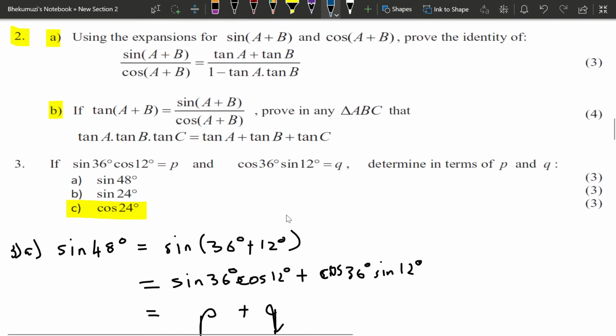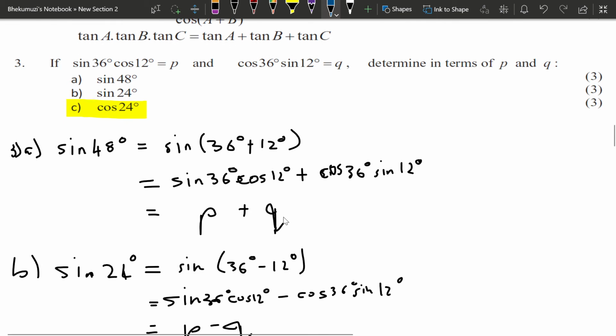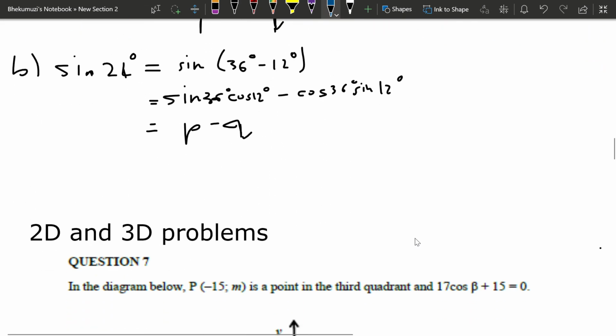So now, with number 3, it says we have sine 36 cos 12 is equal to P, and cos 36 sine 12 is equal to Q, determine in terms of Q and P. So what do we find? Sine 48, we can separate it into 36 plus 12, and when we apply the compound angle identity, we find that it's just P plus Q, right? And that's how you do it. But I'd like for you to try it on your own.